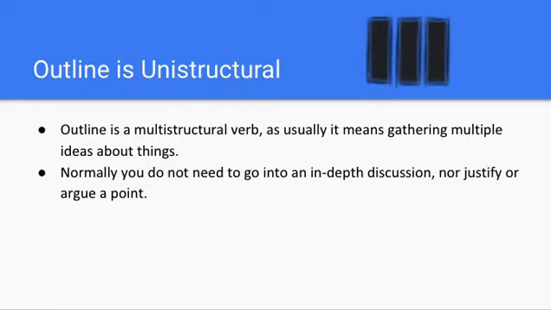Outline is multistructural. So you can see our little symbol here. We need to, when we are outlining, mention a number of different aspects of content, but we don't have to relate them. So outline is a multistructural verb, as it usually means gathering multiple ideas about things. Normally, you do not need to go into an in-depth discussion, nor justify or argue a point. You are just mentioning and outlining a number of ideas.